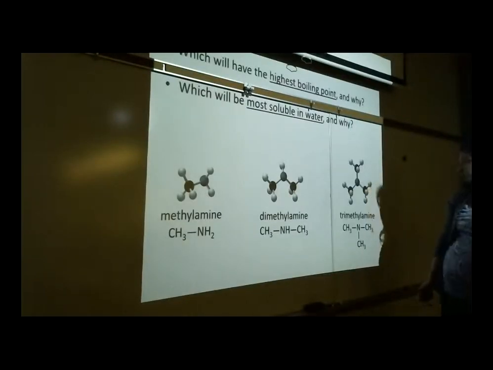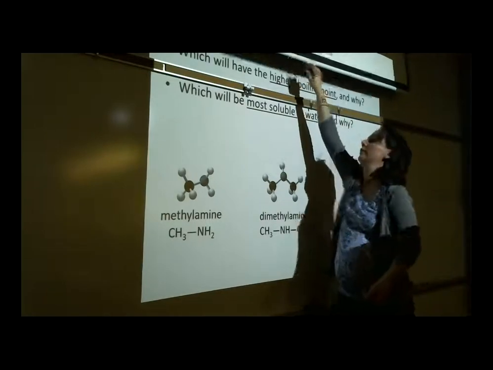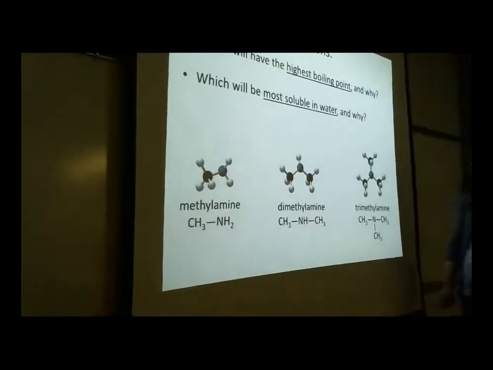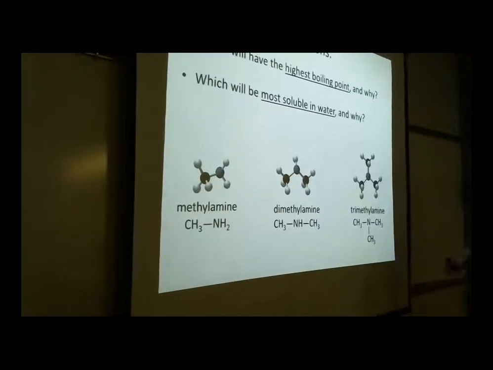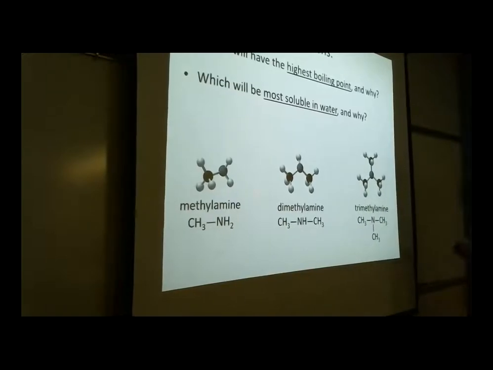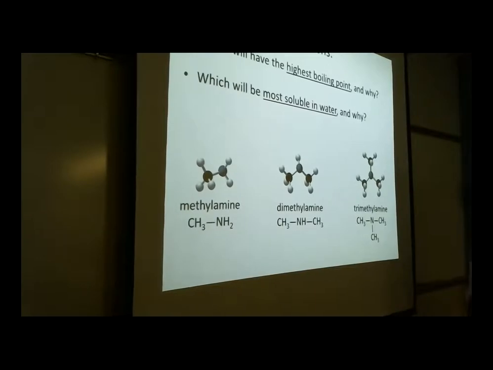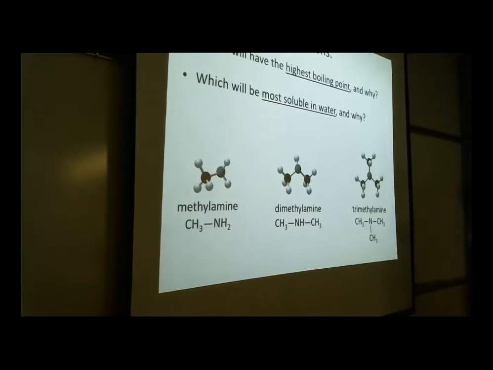So, erase my screen here. I've got a question. Here are 3 structures. I guess I can put my screen back down now. Okay, here are 3 structures: methylamine, dimethylamine, and trimethylamine, right? Primary, secondary, tertiary. And so my question is, who's going to have the highest boiling point?